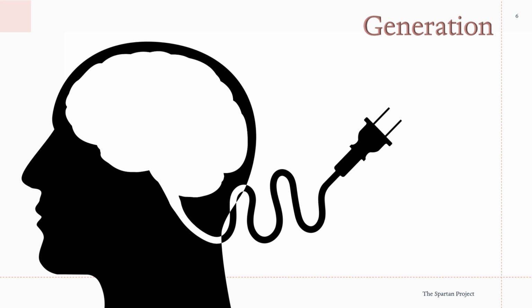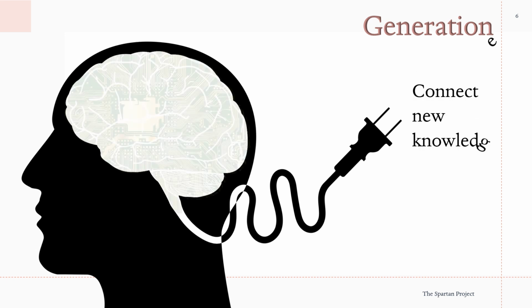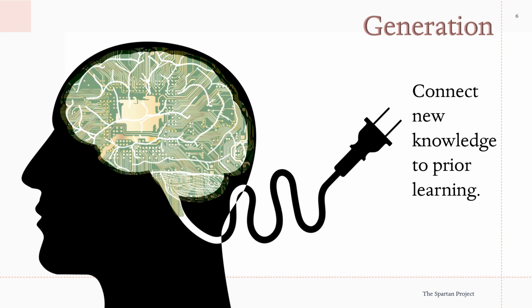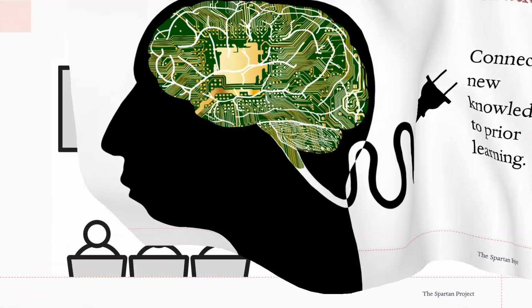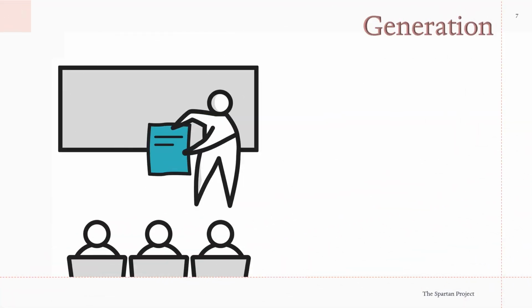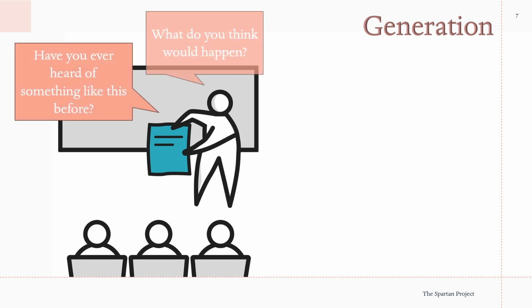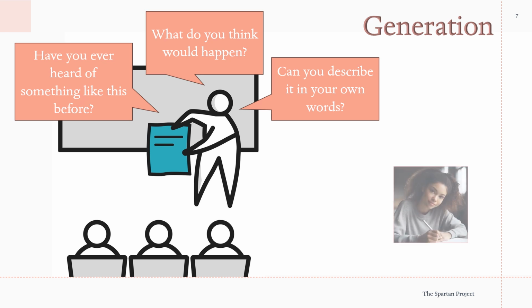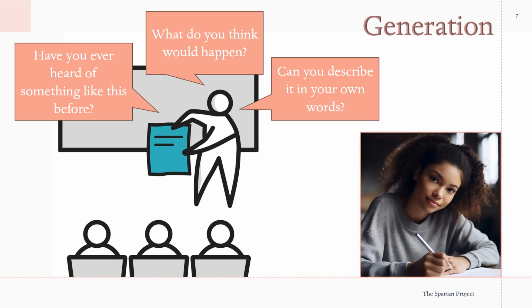When we use generation, or generative learning, we are connecting new knowledge to prior learning. That gives us more neural connections to the information and makes the memory more durable. And it's easy to do. Instead of telling, try asking questions that cause students to think about what you are teaching. You can make sure that all of your students are engaged in thinking by asking them to write their answers. Once everyone has had a chance to think and write, you can call on students to share what they wrote.